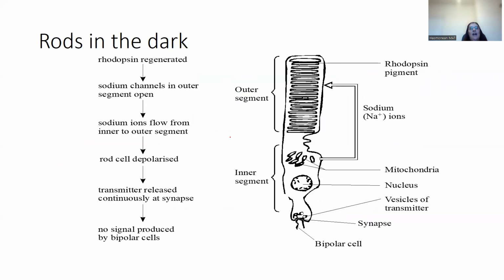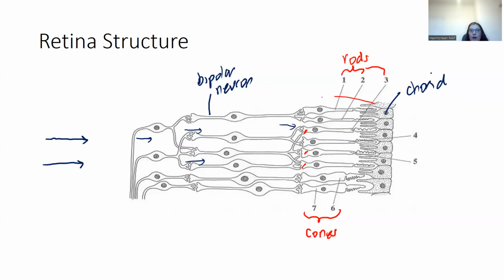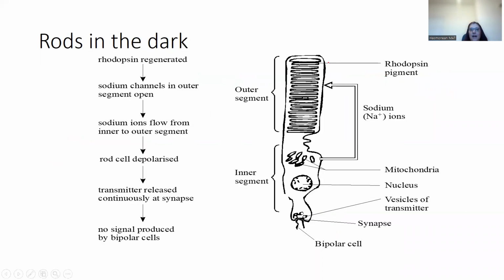If we have a look at how rods work, let's think about the dark. So when we label a rod, if I go back, we're looking at labeling one of these like that. Light is coming in this direction. It's going to come all the way through, and eventually it will be absorbed by the rhodopsin pigment, which is in our outer segment. So we have our outer segment and our inner segment. There are lots of mitochondria here because this is going to be a very active process.